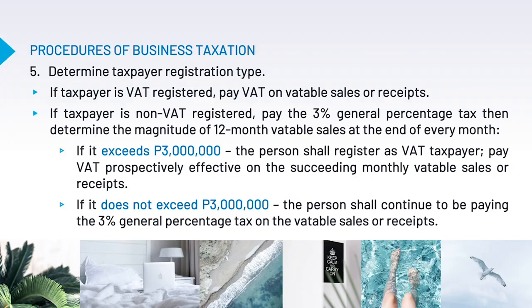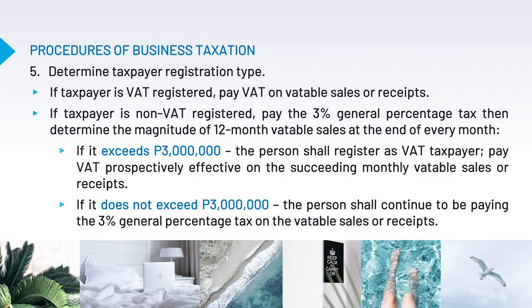There are many kinds of percentage tax, but what we will discuss is to pay the 3% general percentage tax. Then determine the magnitude of the 12-month vatable sales at the end of every month. If it exceeds 3 million, the person shall register as a VAT taxpayer and pay VAT prospectively, effective on the succeeding monthly vatable sales or receipts.